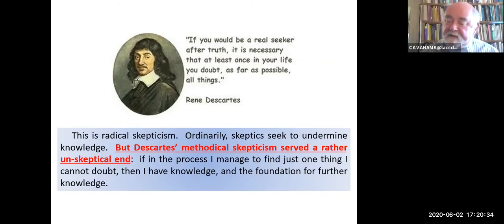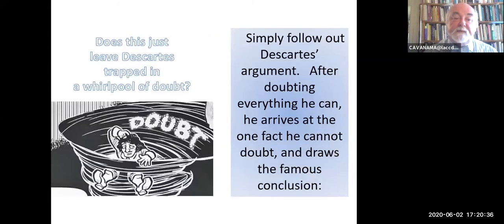So, where does he go? Does this mean that Descartes is just trapped in a whirlpool of doubt, starting out by doubting? Simply follow Descartes's argument. After he's doubting everything he can, he arrives at the one fact he cannot doubt and draws a famous conclusion. Okay.